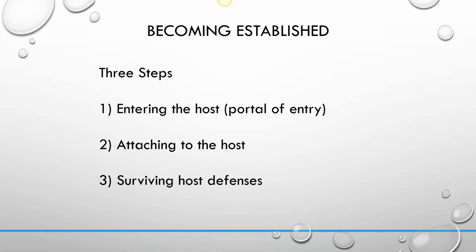So how does a microorganism become established? We're going to go through this again toward the end of the semester when I talk about viruses and how viruses make us sick. But this is how bacteria make us sick. So the three major steps would be they have to enter the host through a portal of entry, they have to attach to the host, and then they have to survive host defenses.